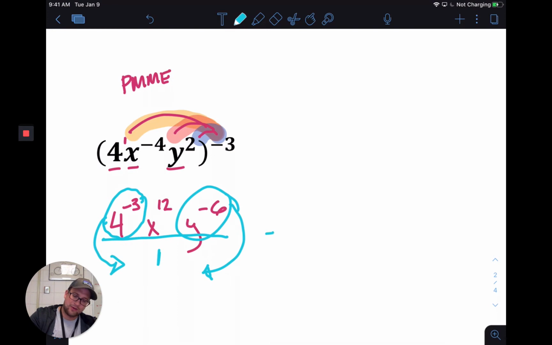So that x to the 12 has no reason to move though because it has that positive exponent. So up top I'm going to get x to the 12th. And then across the bottom I'm now going to have 4 to the positive 3rd power and y to the 6th power.